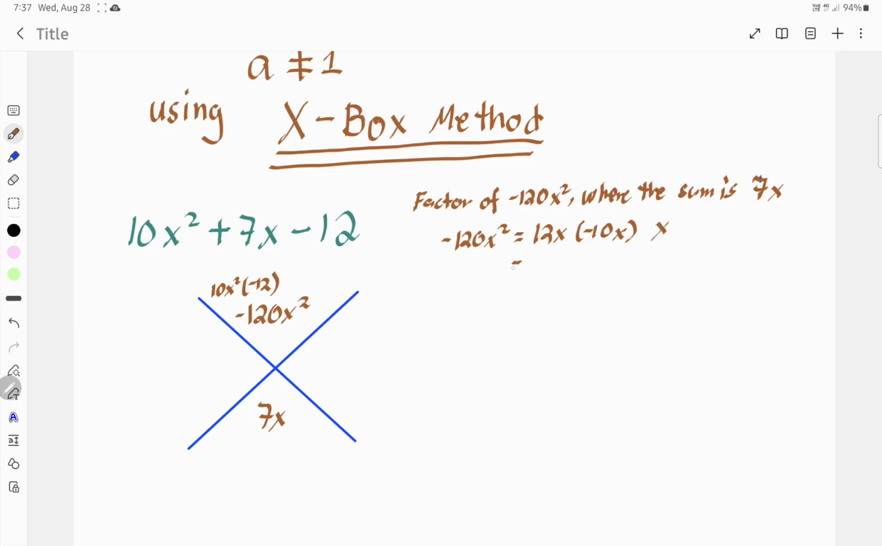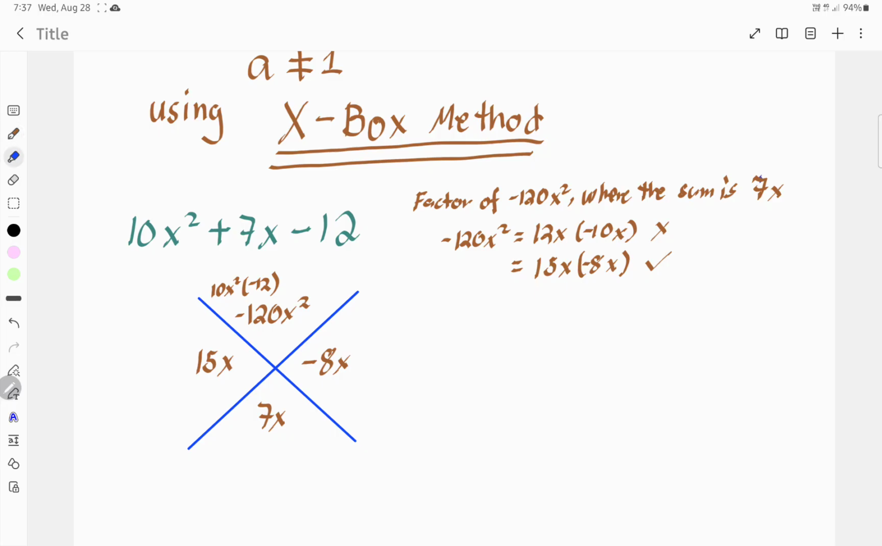Now let's go to the other one. I think I could put 15x times negative 8x. Once again, the positive one is greater than the negative. And when you add 15x and negative 8x, the answer is 7x. So this is the thing that we need. When you have that, you can put 15x here and negative 8x here. So we're done with our X.